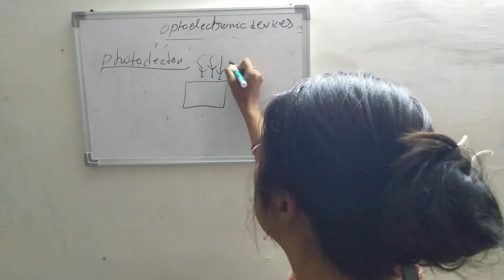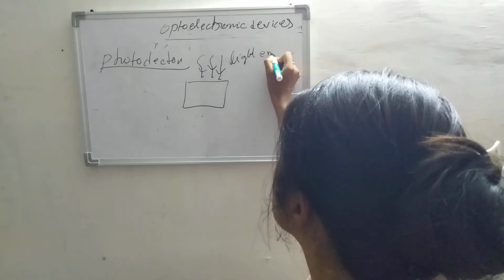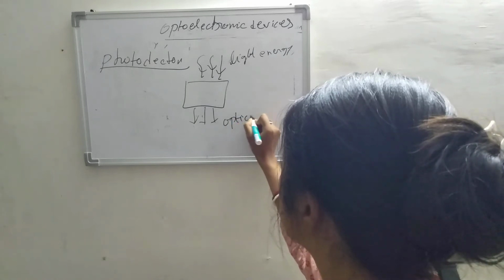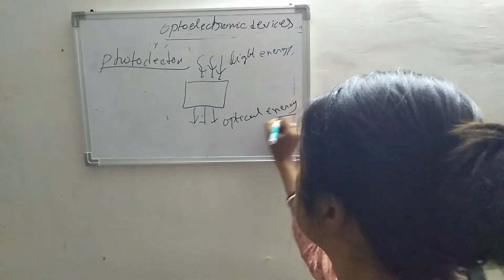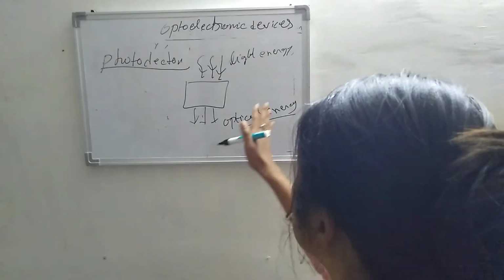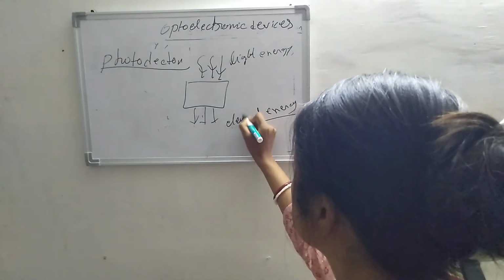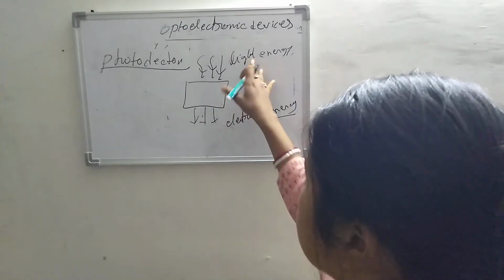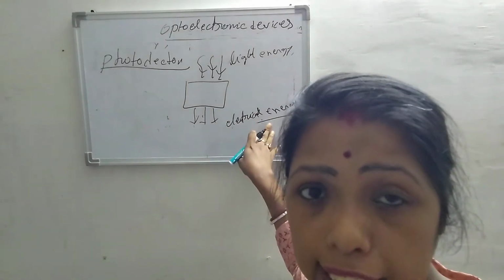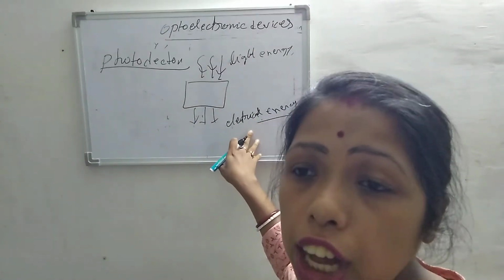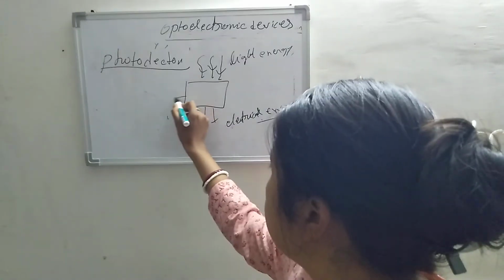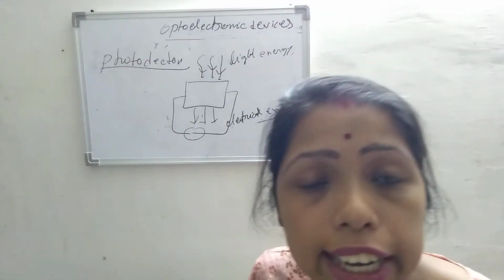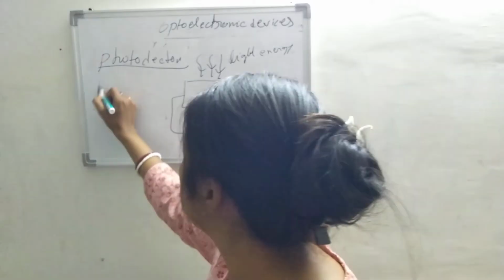It is a device by which the light energy is converted into electrical energy. This electrical energy gives the photocurrent to the external circuit. This entire phenomenon is related to the photoelectric effect.